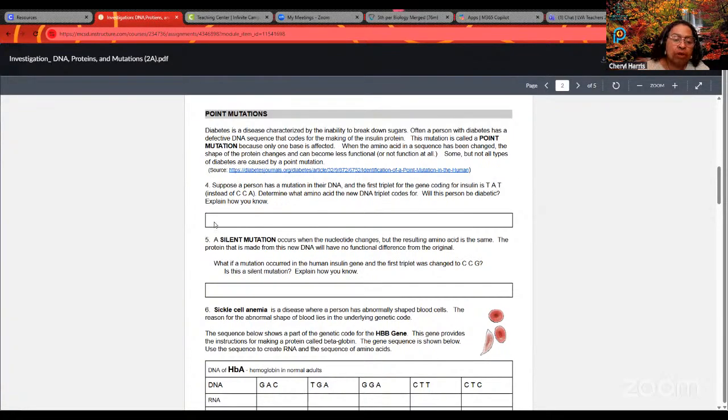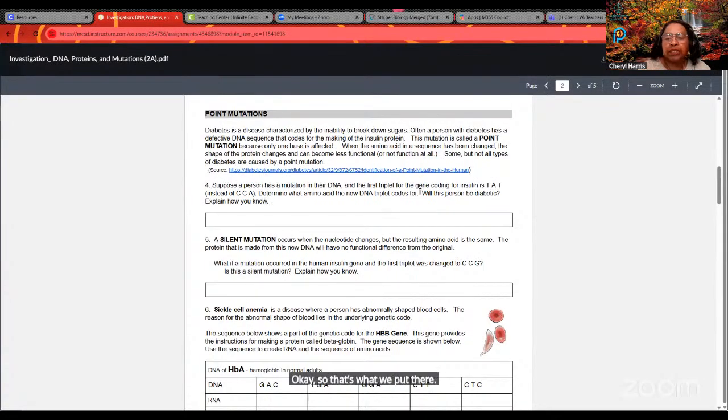So the RNA would be AUA, because there's no T's in RNA. And we said it was going to be ILE. The amino acid that it's going to pick up is isoleucine, ILE. Okay, so that's what we put there.